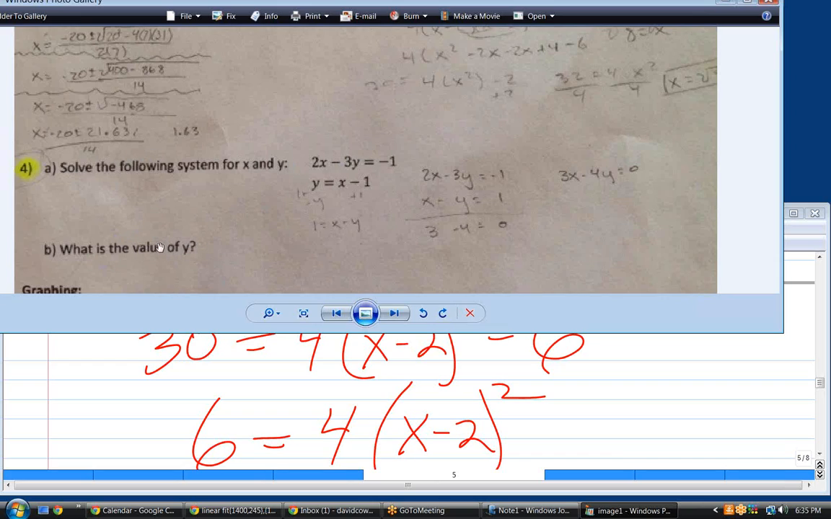Part B doesn't make any sense. They've already asked you to solve for x and y, and we did so. So I'm not sure what the purpose of that is there. Let me pull up the next page.